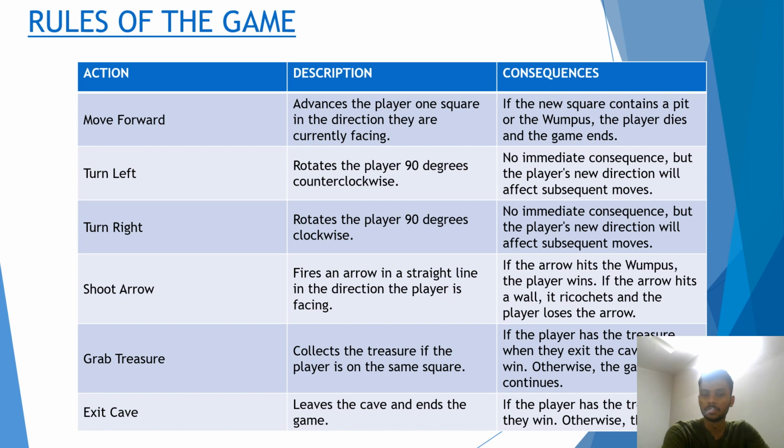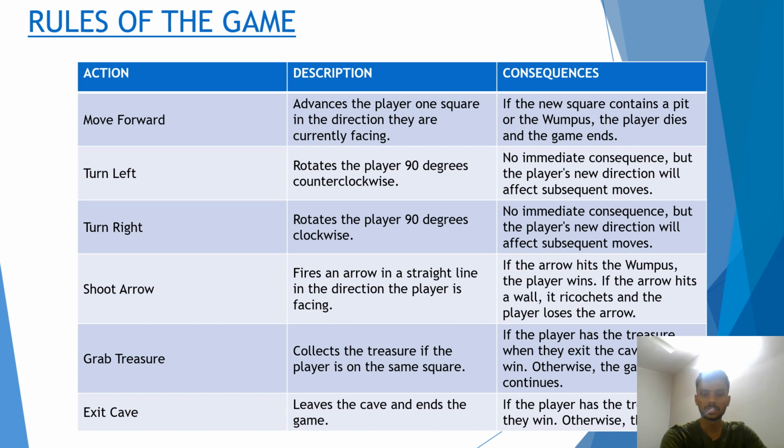Discussing the rules of the game, we are going to be seeing the actions, the descriptions and the consequences of what is going to happen. First is moving forward. Advances the player one square in the direction they are currently facing. If the new square contains a pit or the Wumpus, the player dies and the game ends. Turn left. Rotates the player 90 degrees counterclockwise. No immediate consequences, but the player's new direction will affect the subsequent moves.